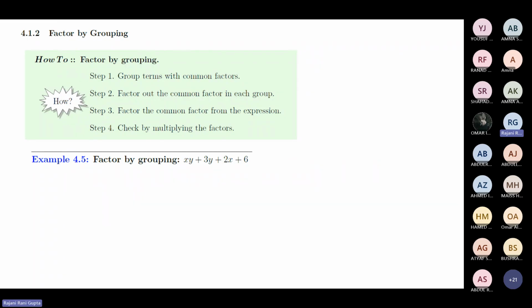Moving to next is factor by grouping. So in this case, what we are going to do is group the terms with common factors, and then we will find out the common factors, and then we check our answer. So for instance, suppose you have this question, xy plus 3y plus 2x plus 6. So if you look at the first two terms, what do you think is common in both? Do you think anything is common in the first two terms?